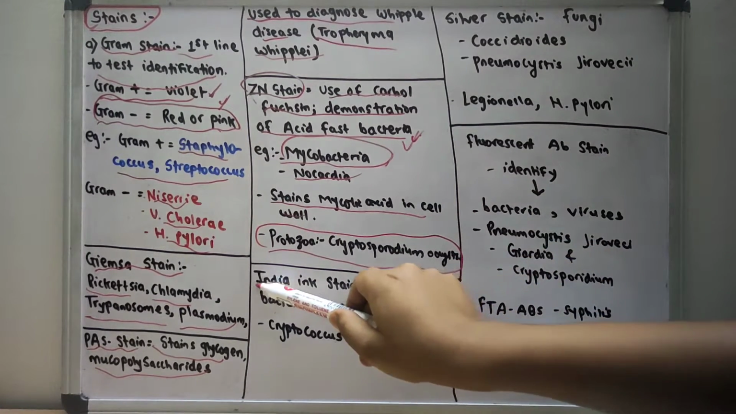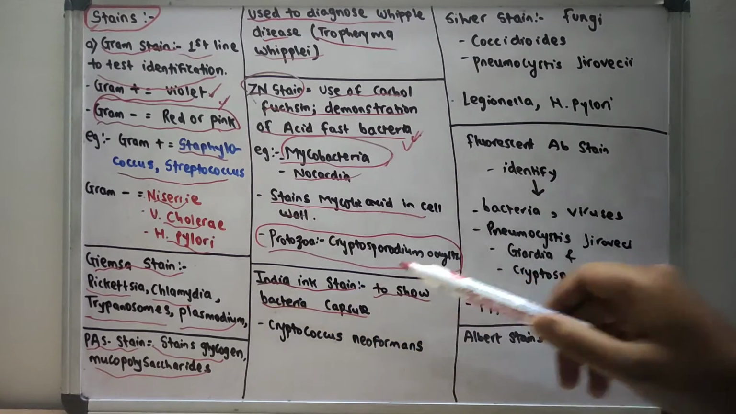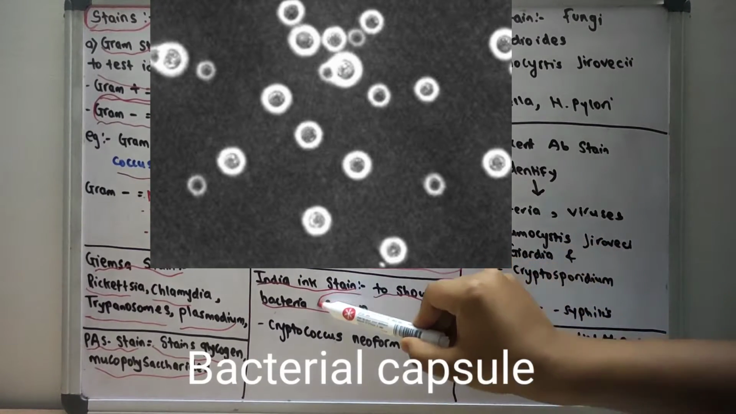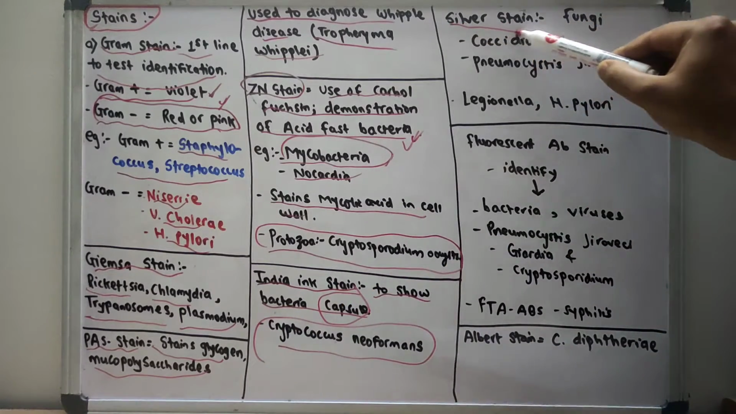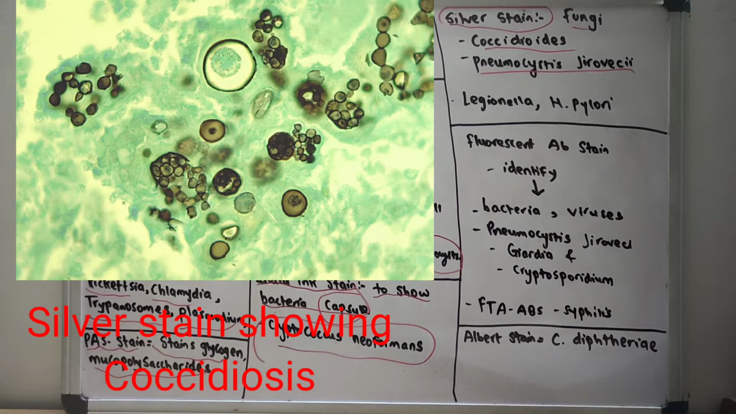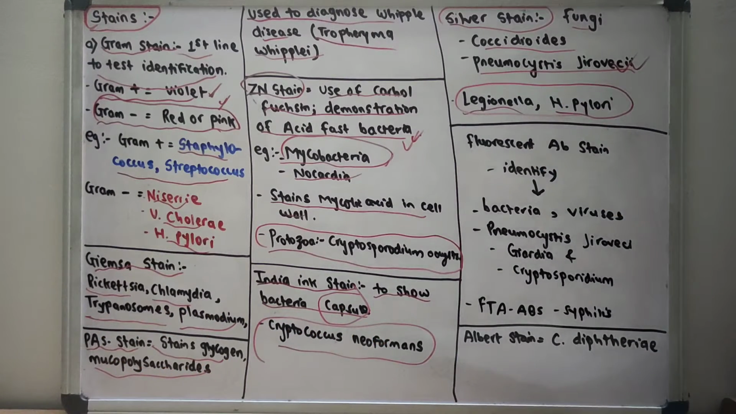Now let us talk about the India ink stain. The India ink stain demonstrates the bacterial capsule. It doesn't differentiate between gram negative or gram positive bacteria, but helps to demonstrate the capsule of organisms like Cryptococcus neoformans. And the silver stain will demonstrate various fungi like Coccidioides and Pneumocystis. You can see in this picture how the Coccidioides are demonstrated by the silver stain. Various Legionella species and Helicobacter pylori can also be demonstrated by the silver stain.